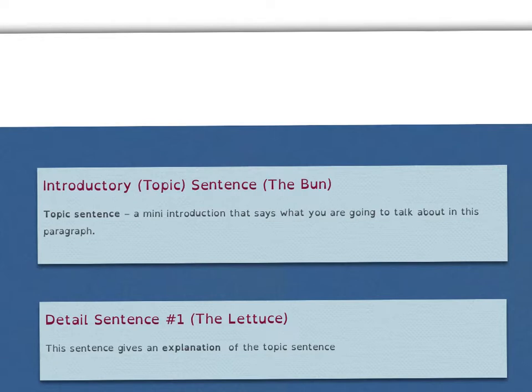So first of all, we're going to talk about the introductory sentence, which is often called the topic sentence, and this is the top of our bun. As you can see here, our topic sentence is a mini introduction that says what you're going to talk about in this paragraph. And once we go through each individual ingredient in our burger, we're going to look at an example of how you would write using this burger idea.